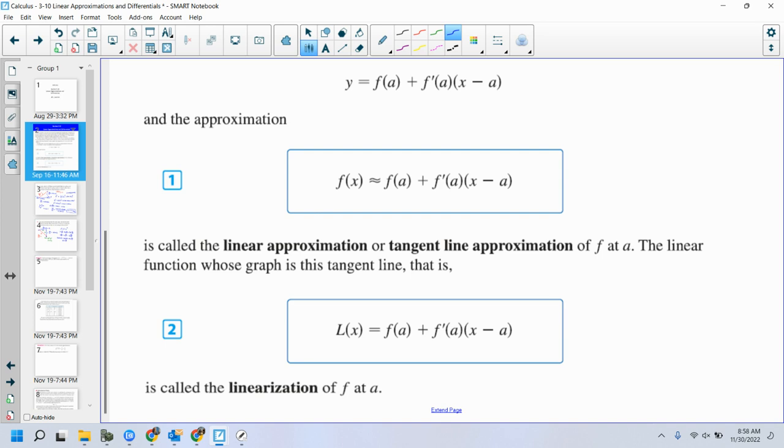So here's how we create it. You say f of a plus f prime of a times x minus a. Now, that's a weird equation. Where the heck did that thing come from?